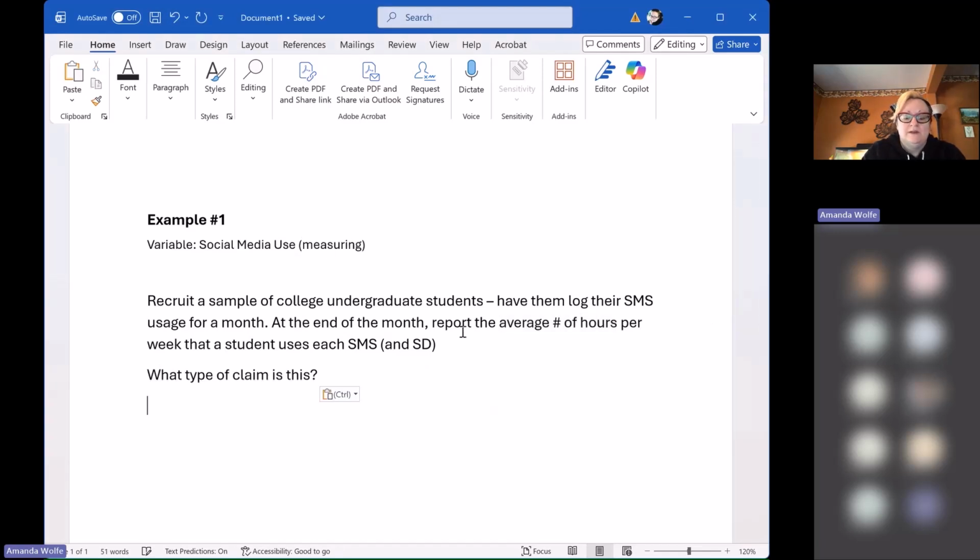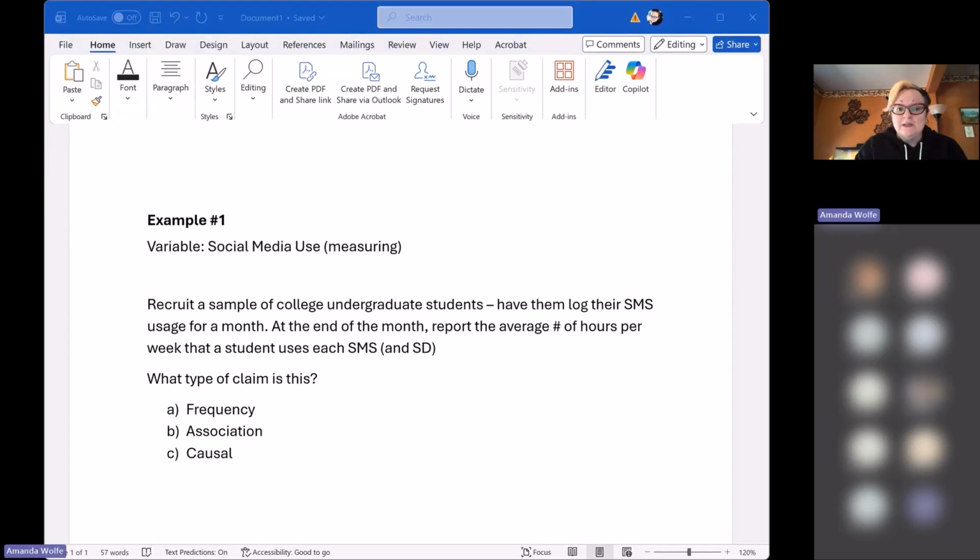First, what type of claim is this? Your options are frequency, association, or causal. What do you think that one is? Okay, so everybody's saying frequency. You're right. Now, what is the key thing that tells you it's a frequency claim? Great. Some of y'all are pointing out what kind of statistic I'm reporting. I'm just reporting an average and a standard deviation.